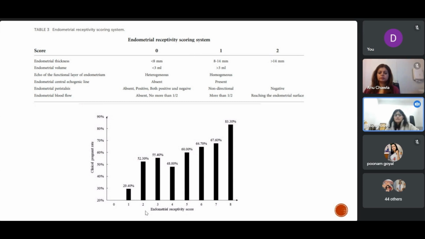So they used thickness, volume, echo of the functional layer of the endometrium, central echogenic line, endometrial peristalsis, and endometrial blood flow, and they combined them and made an endometrial receptivity scoring system.